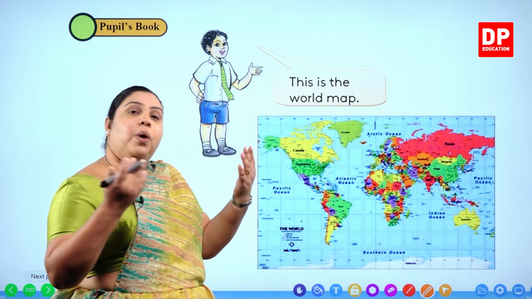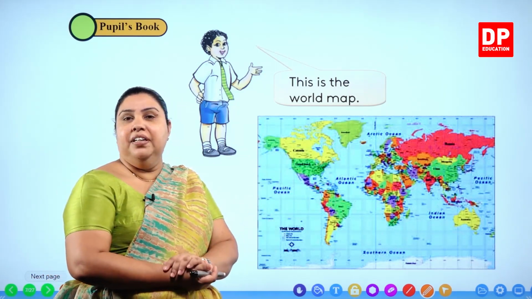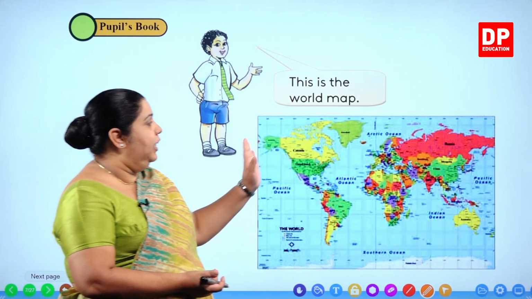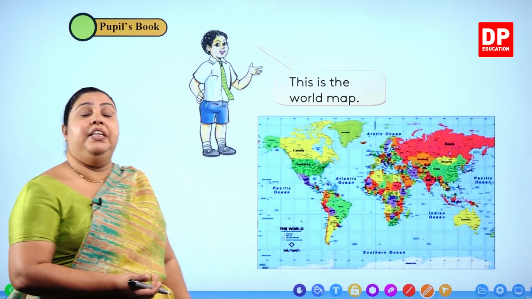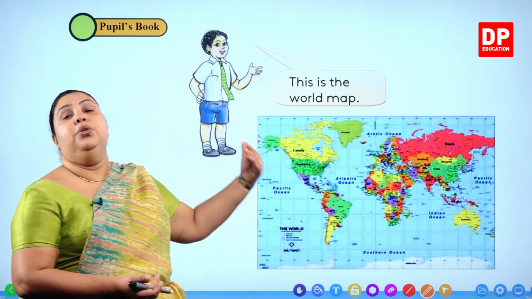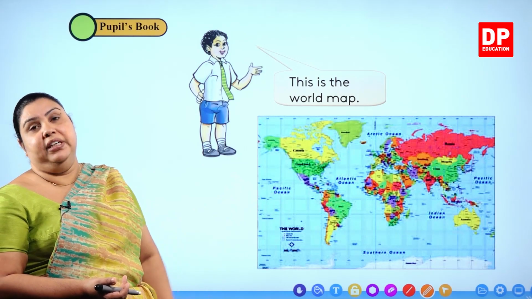Right? So now what is the country that we live? We live in Sri Lanka. We live in the planet Earth and this is the globe and you can see the map of the world.